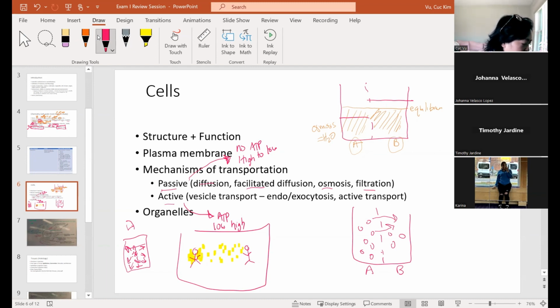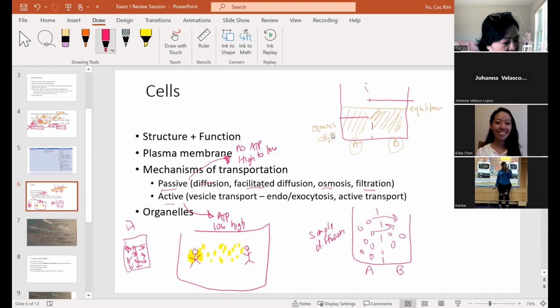Diffusion. What kind of diffusion? Facilitated diffusion? Nope. Simple. Yes. Why simple diffusion instead of facilitated? Because there's no protein to help it diffuse. That's right.